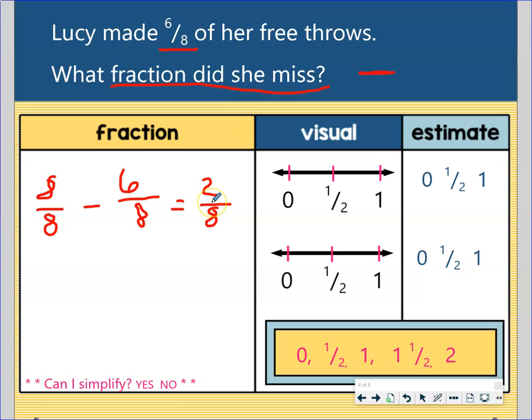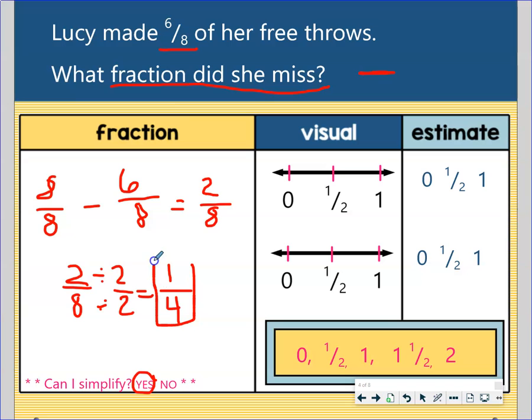So I have 2 eighths of the free throws that she missed. Now, can I simplify this? Yes, I can, because if I think of my factors for both 2 and 8, they have a greatest common factor of 2. So I can divide both my numerator and denominator by 2. And that gets me 2 divided by 2 is 1, 8 divided by 2 is 4. So we have 1/4 for our answer here.